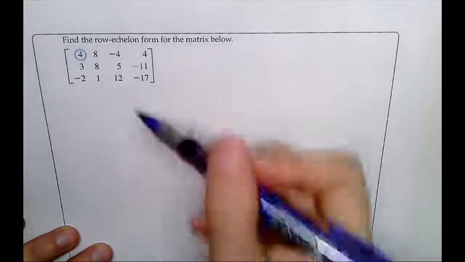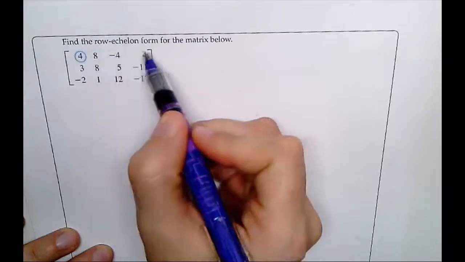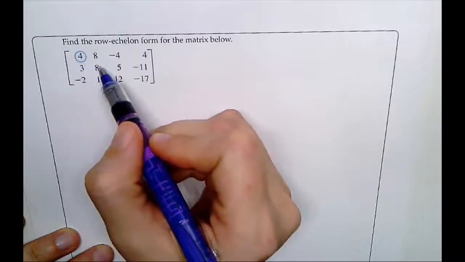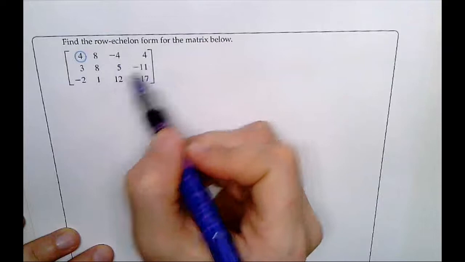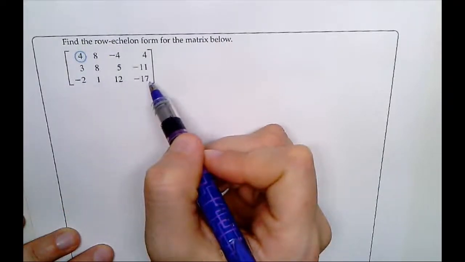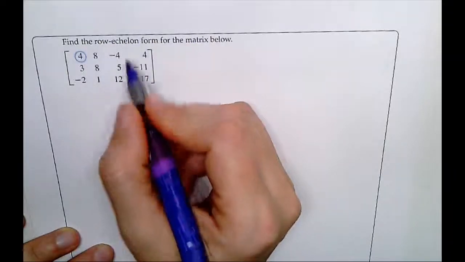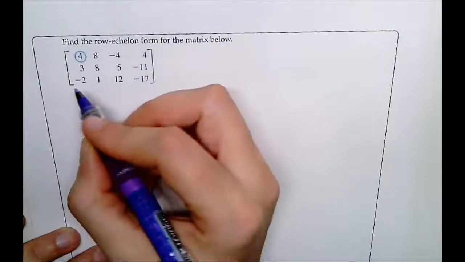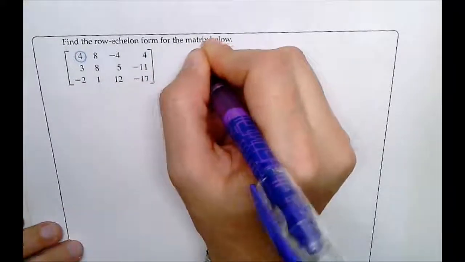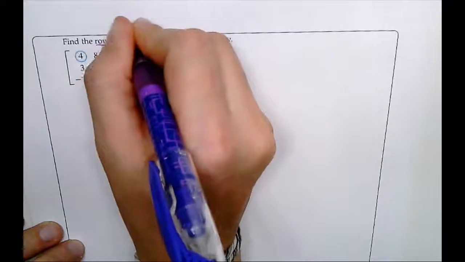I have this matrix. So this is for a system, right? What would be the system? It will be 4x plus 8y minus 4z equals 4, 3x plus 8y plus 5z equals negative 11, and negative 2x plus y plus 12z equals negative 17. So to solve that system, we write the augmented matrix, which is this one. And now we're going to find the row echelon form.